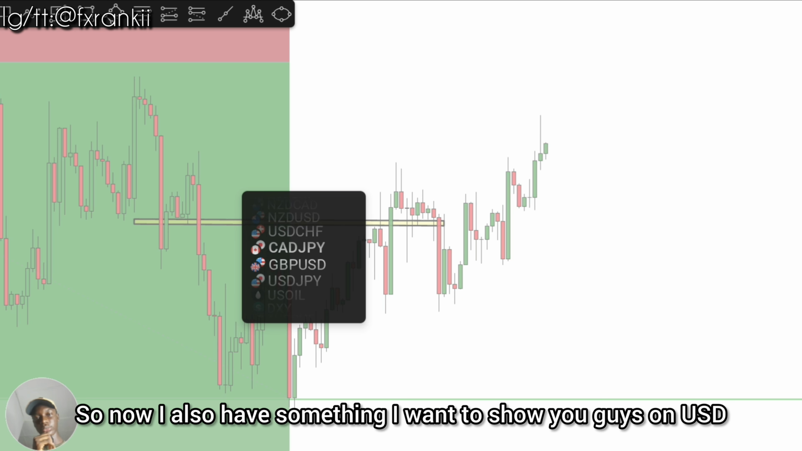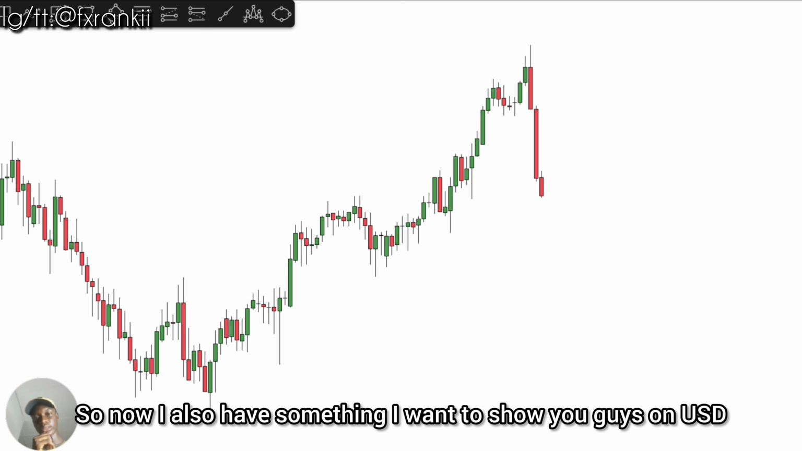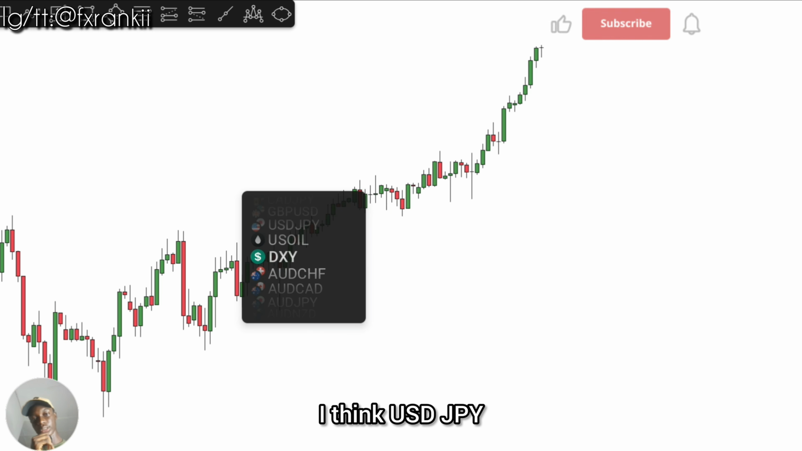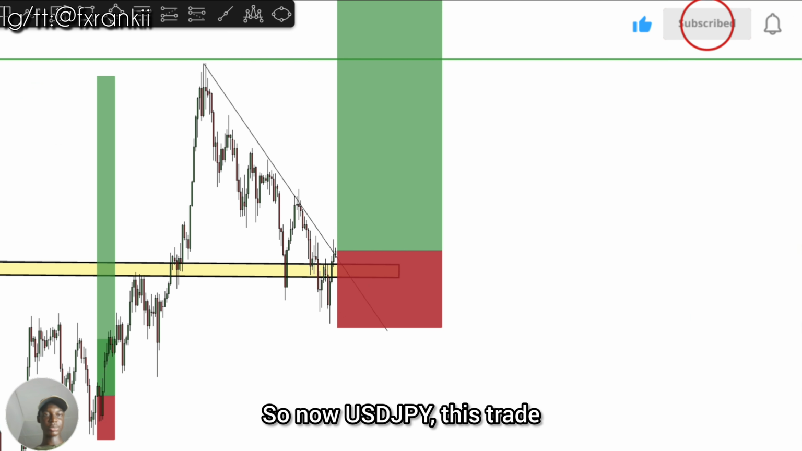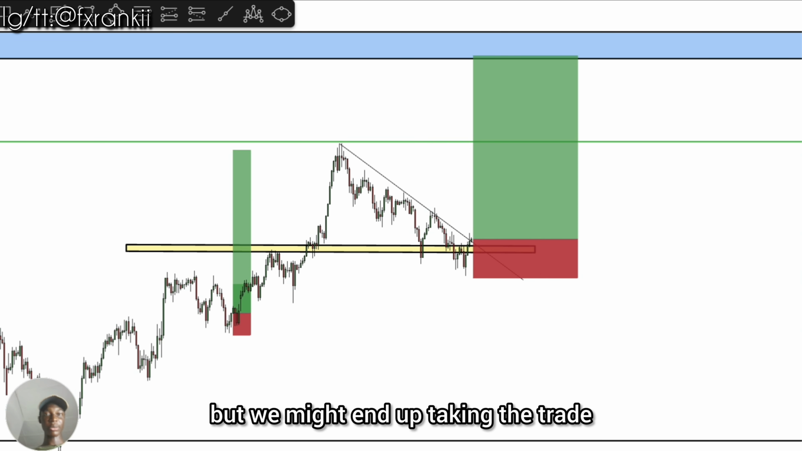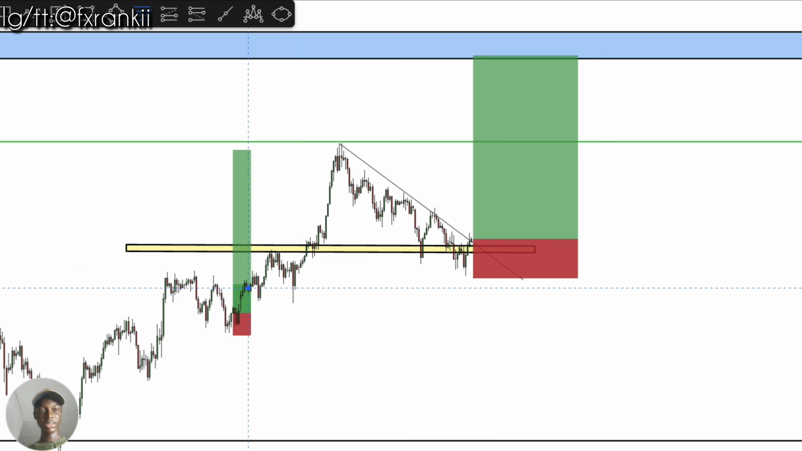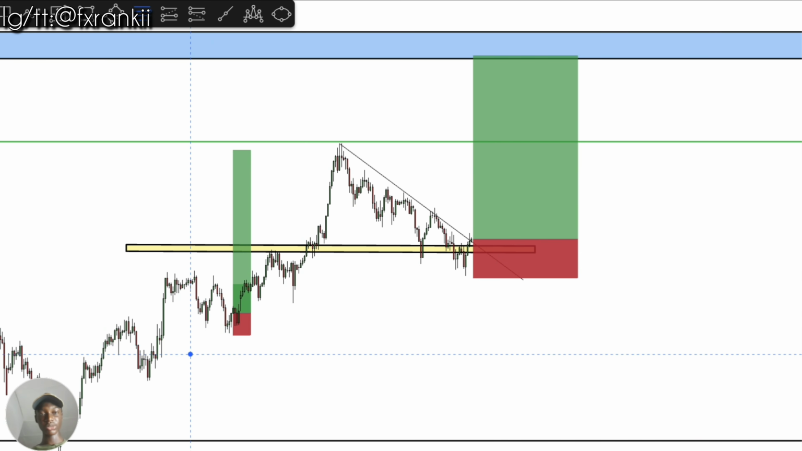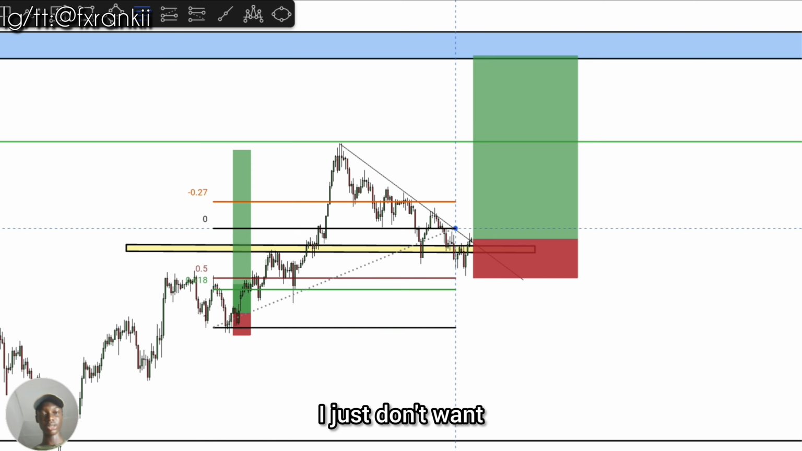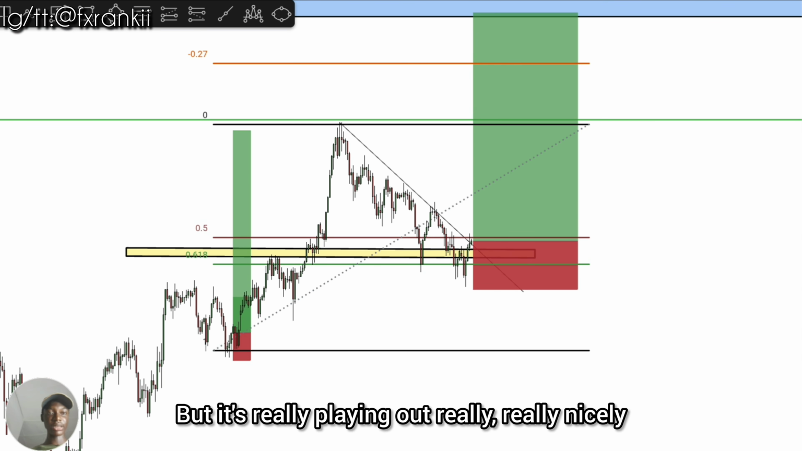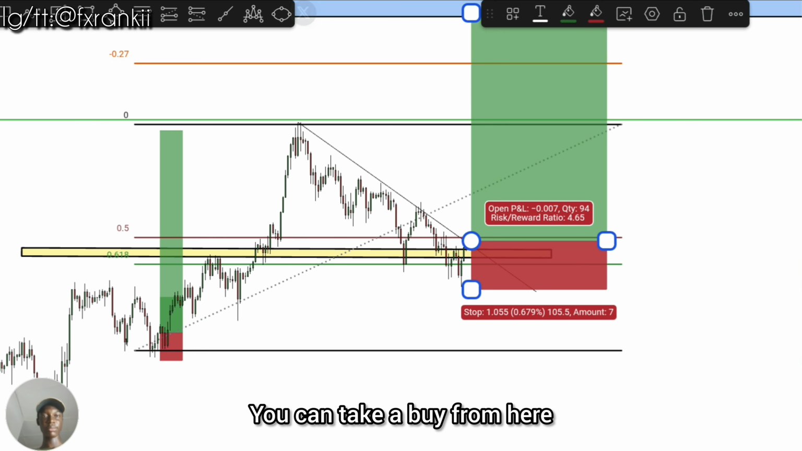So now I also have something I want to show you guys on USD. I think USD JPY. So now USD JPY, this trade I really don't feel like taking it, but we might end up taking the trade. But really, if you want to take the trade, it's fine. I don't have anything against the trade. I don't feel like I'm going to be trading this pair. But it's really playing out really nicely. You can take a buy from here.